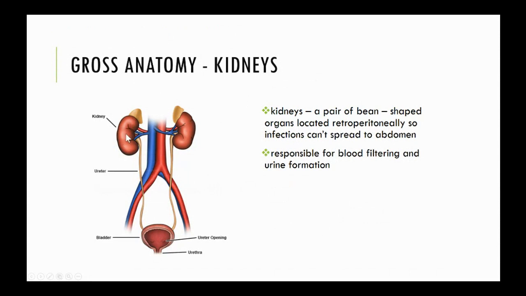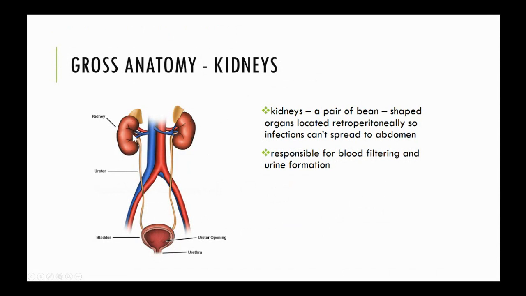And then our kidneys here are a pair of bean-shaped organs, and they're located retroperitoneal. So they're going to be on the outside of that peritoneum as well. They're on the back surface of it, in fact. And so if we have any kidney infections, they're not going to be able to spread to the abdomen. The kidneys are responsible for our blood filtering and the urine formation.